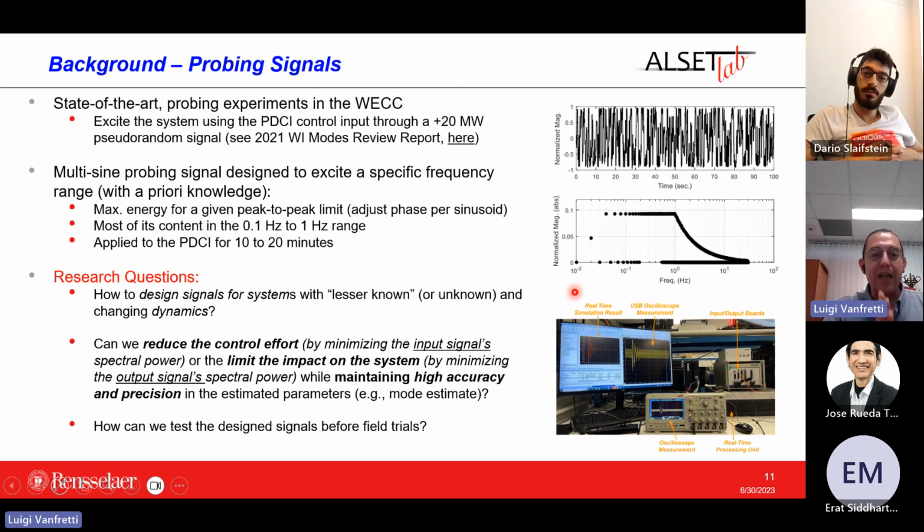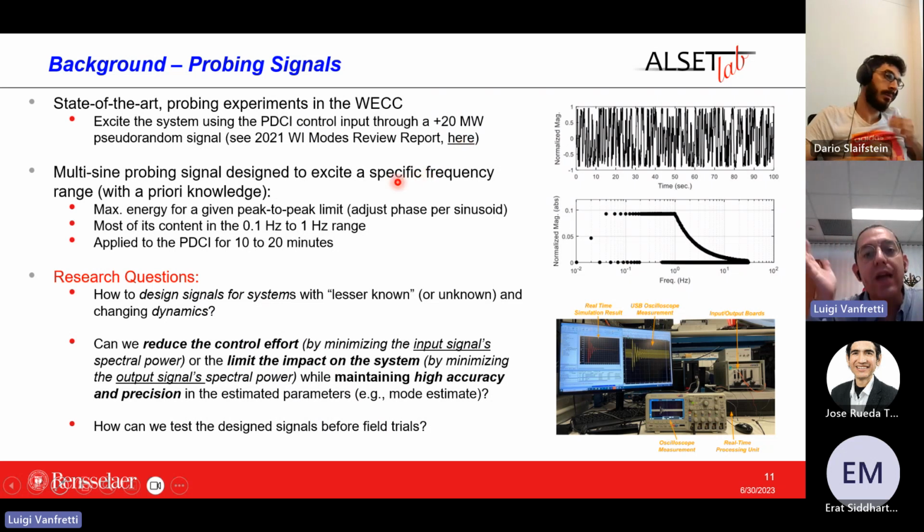Okay, so the state of the art on these experiments in the real world is what they do in the western US. Basically, they create a signal of plus minus 20 megawatt. And with that, they excite the system through the HVDC link. You can find a report of the recent experiments that they did in 2021. I think they're doing them this year too.